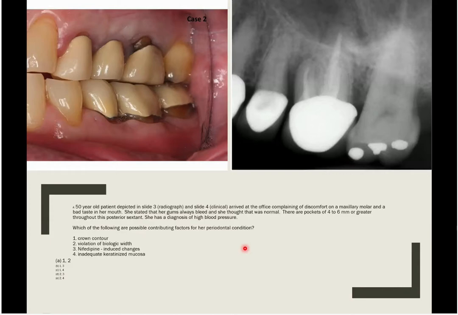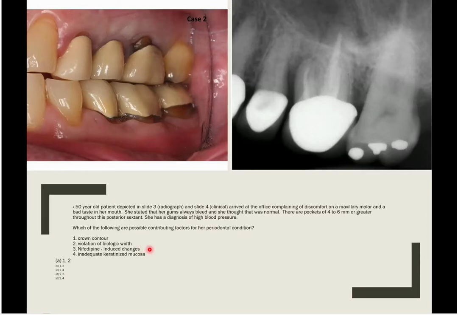And you were given crown contour. Well, crown contour, if you follow my laser pointer, looks pretty plaque retentive. Violation of biologic width looks like it could have been a possibility, because here's the crown margin and the tissue sort of has crept away from that. And you can see over here on the mesial of the premolar, the tissue is covering the crown margin.